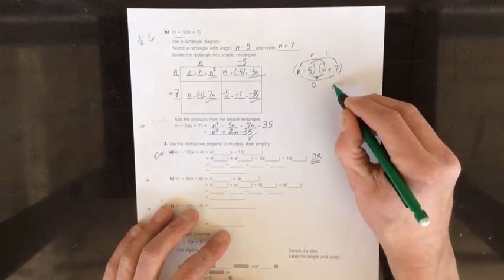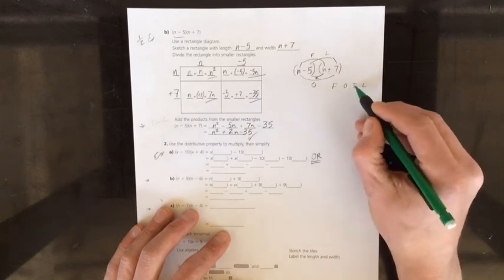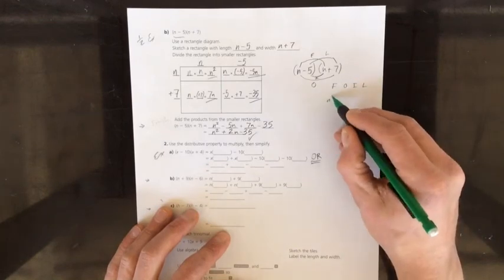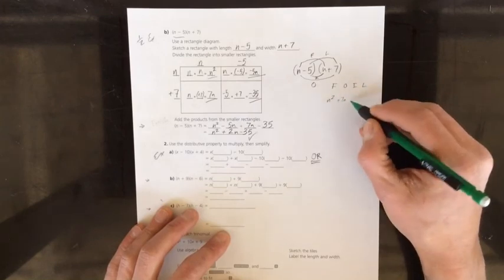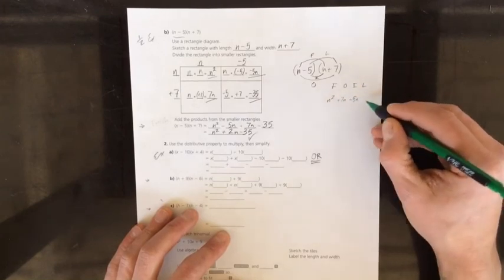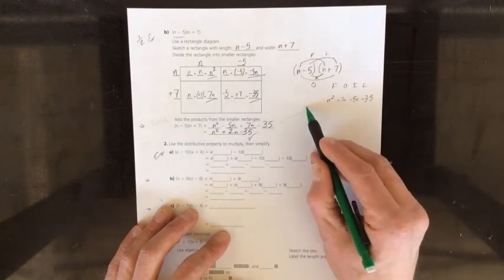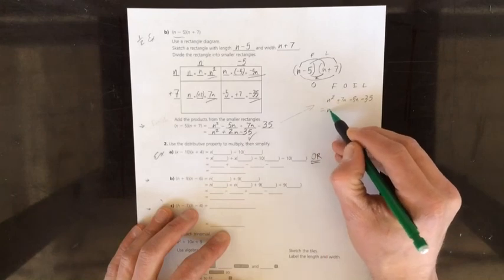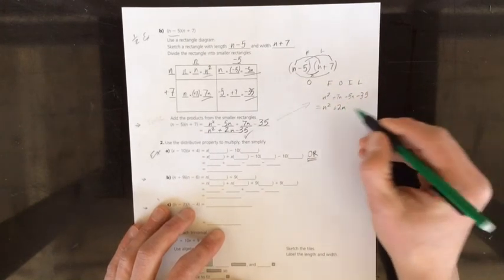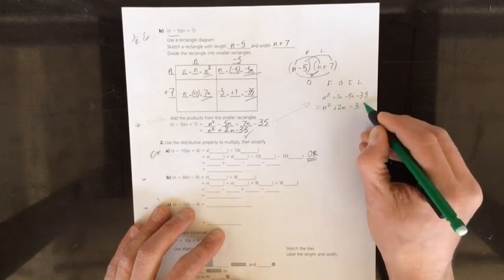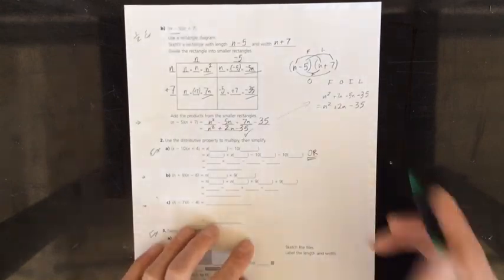So through the process of FOIL, or first, outside, inside, last, we get n squared plus 7n minus 5n minus 35, just like we had here, leaving us with n squared plus 2n minus 35. So this is the FOIL method.